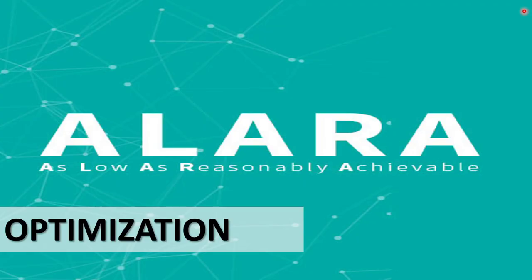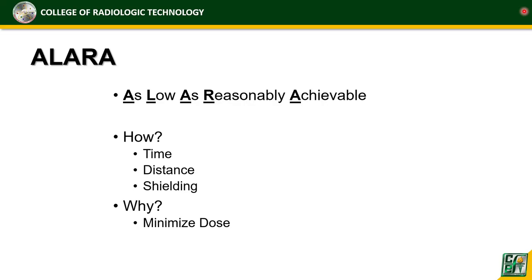And next is the optimization. In the principle of optimization, the ALARA principle comes in. As low as reasonably achievable. How? Okay, by utilizing the three cardinal principles of radiation protection, the time, distance, and shielding. What's the reason to minimize those? Okay. So minimize the time, maximize the distance, and maximize also the shielding.